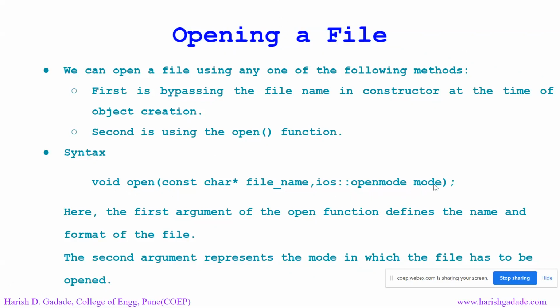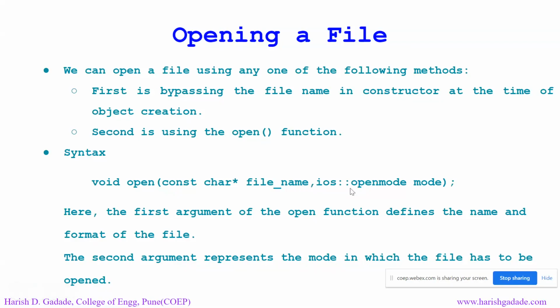use here. The first argument of the open function defines the name and the format of the file. The format of the file means whether you are using a text file, a binary file, or a dat file, any file. Whatever format you want to use, or if the file is stored in the dat format, you need to put that format here. Just like I mentioned there, abc.txt means that is a text file. Similarly, we can use binary or other formats also. And the second argument represents the mode in which the file has to be opened.